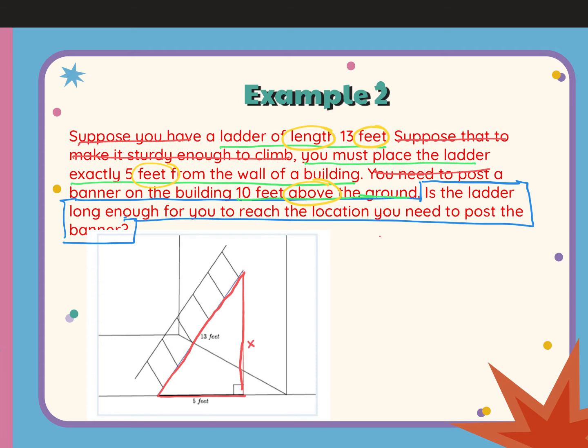So remember, the Pythagorean theorem is a squared plus b squared equals c squared. So we have a side of a squared. Remember, it doesn't matter which one, whether you make the side a or b, as long as you keep your hypotenuse the same.